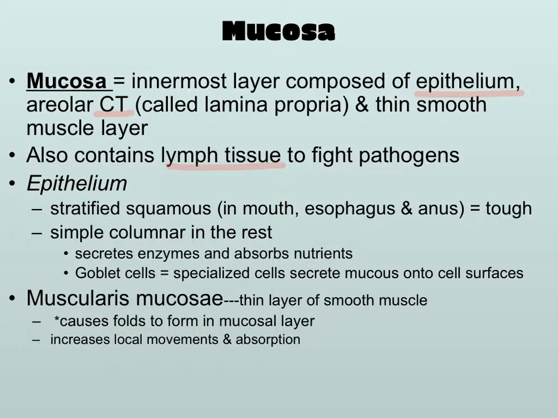When we are eating food, we are exposing our body to pathogens, bacteria, viruses, fungi that we will accidentally ingest with food, even in the cleanest of kitchens and environments. And that lymph tissue is really important to help protect us. So as far as the epithelium goes, there's several different types.